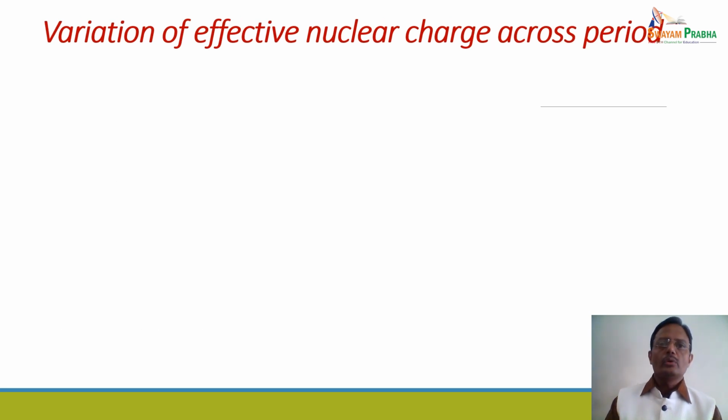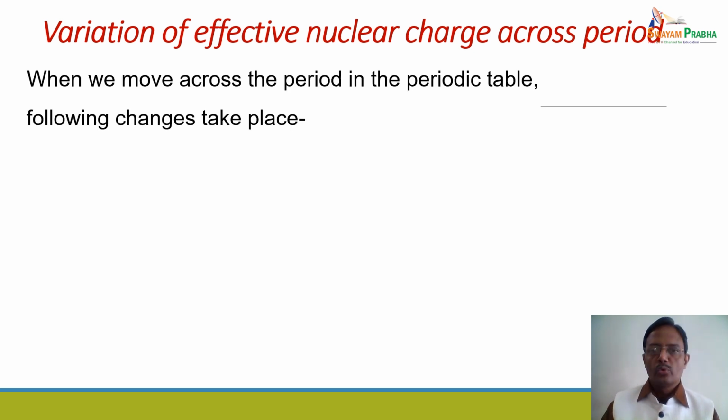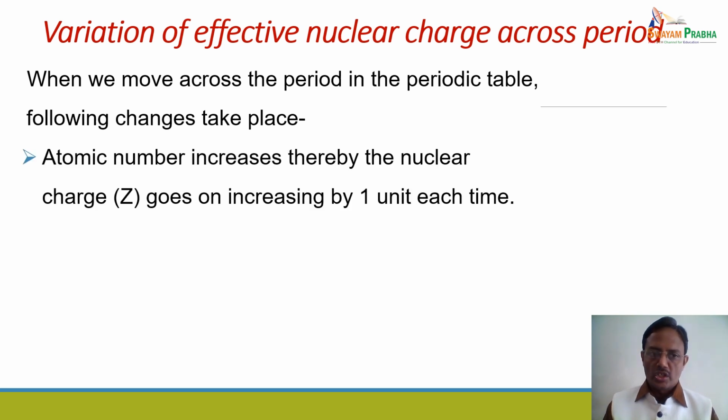Now let us see how the effective nuclear charge varies in the periodic table. We know that the periodic table consists of horizontal periods and vertical groups. First we will discuss the variation of effective nuclear charge along the horizontal period when we move from left to right. When we move across the period from left to right, a few factors get changed. The very first factor affected is the atomic number, which goes on increasing by 1 unit for every element.